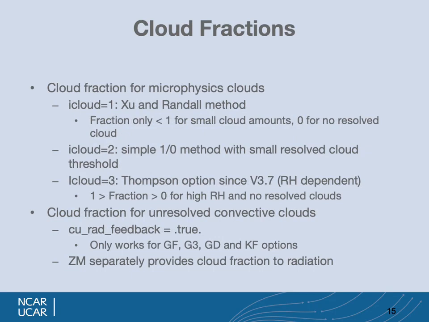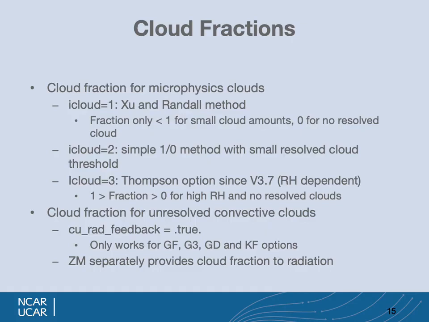Clouds strongly affect infrared radiation at all wavelengths, so they're considered grey bodies. They don't really have a spectrum, and they're almost opaque to infrared radiation. Radiation schemes can also handle cloud fractions, where only part of the grid cell is occupied by clouds and the rest is considered clear. So we have several ways of doing cloud fraction in WRF. One is the Shue-Randall method, which is only less than 1 for small cloud amounts, but is 0 for when there's no resolved clouds.